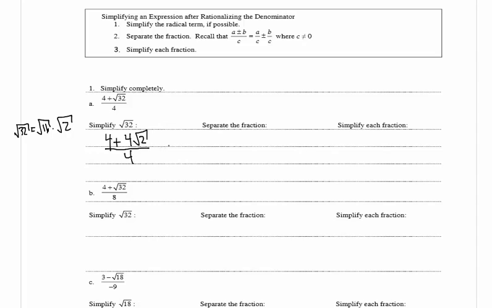And now it wants us to separate the fraction. So we have 4 divided by 4 plus 4 square root of 2 divided by 4. And now it wants us to simplify each fraction. 4 divided by 4 is 1. And 4 divided by 4 again is 1. So we have 1 plus the square root of 2.